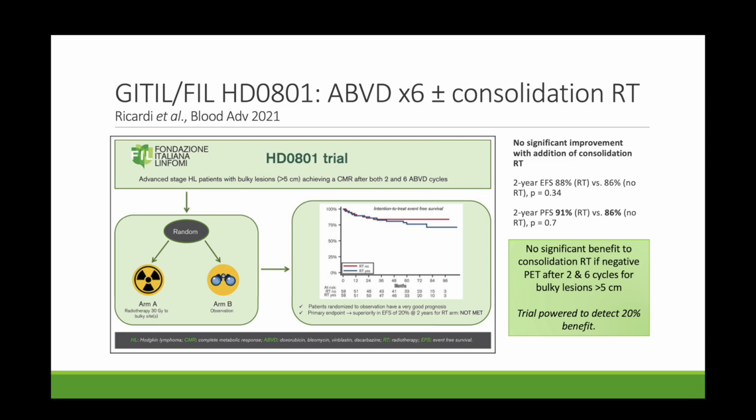So it's, again, I think difficult to draw a conclusion from this trial as well. But based on these 2 Italian studies, there's no evidence for consolidative radiotherapy in patients with advanced stage disease and bulky lesions measuring greater than 5 centimeters who have a complete response after 2 cycles of ABVD, and then again after 6 cycles of ABVD on PET scan.